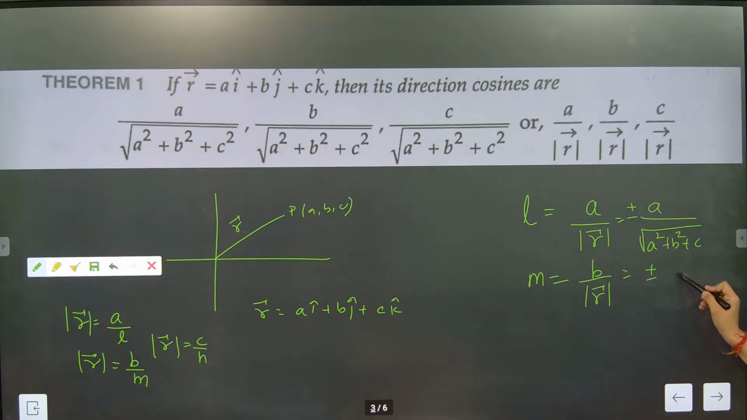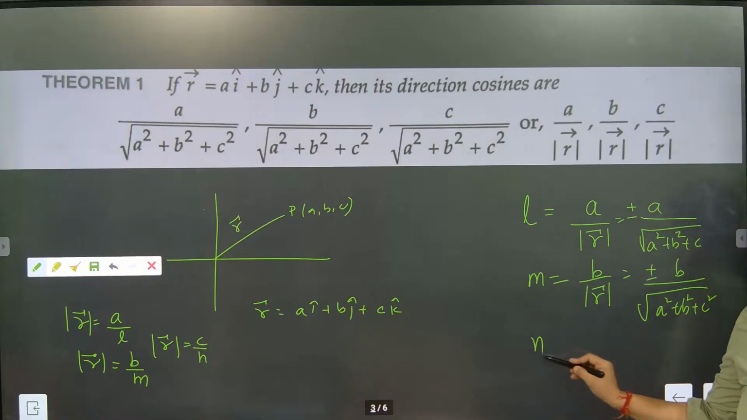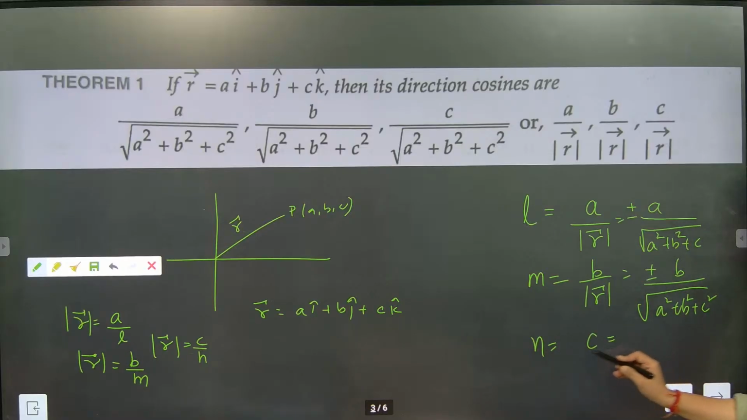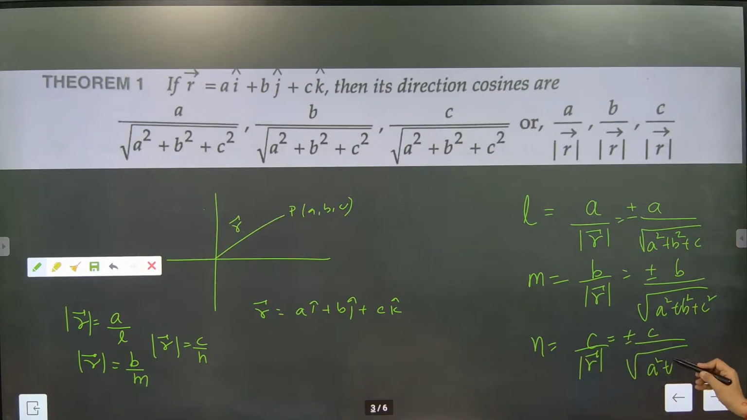So once the magnitude is taken, it will give you two directions. Now what is N? Tough. N is equal to C by magnitude of R vector, and it will become C by plus minus root under A square plus B square plus C square. I rest my case. Did you understand direction cosines?